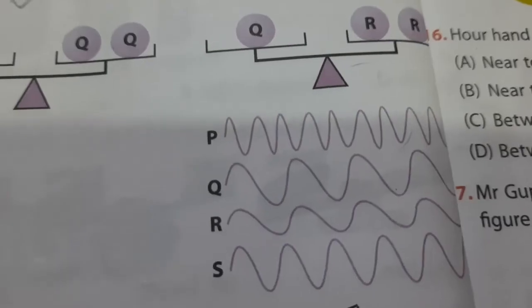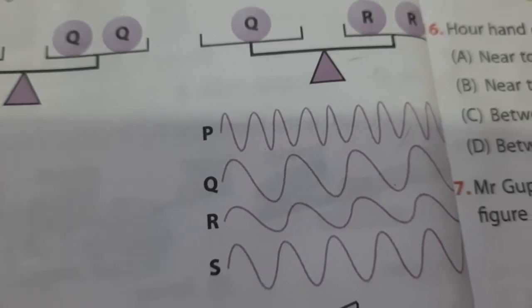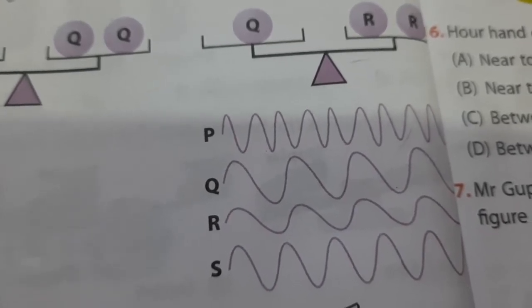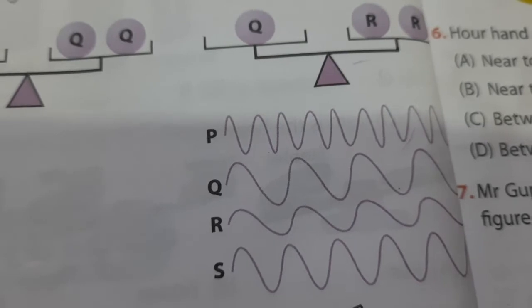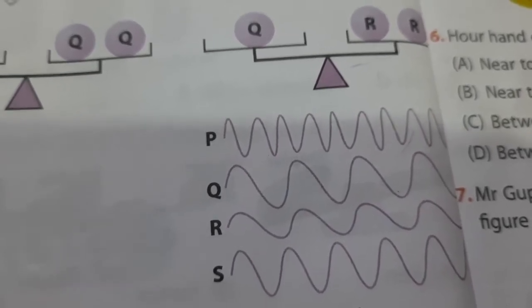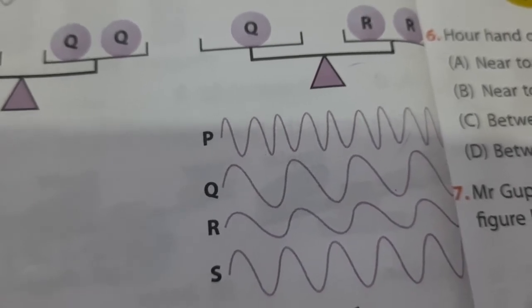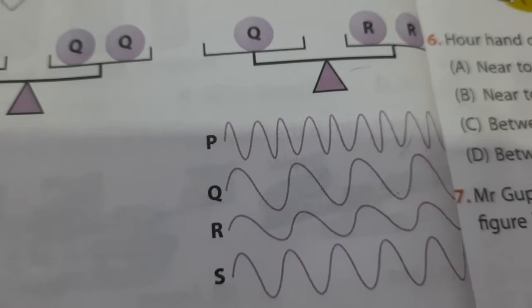Alright, let's look at the next question. Which string is the longest? Let us study these strings. You have P, which is curled like anything. It is the most curled string. And then you have Q, you have R, you have S. So if you have to find the longest string, it should be P because it is curled a lot.